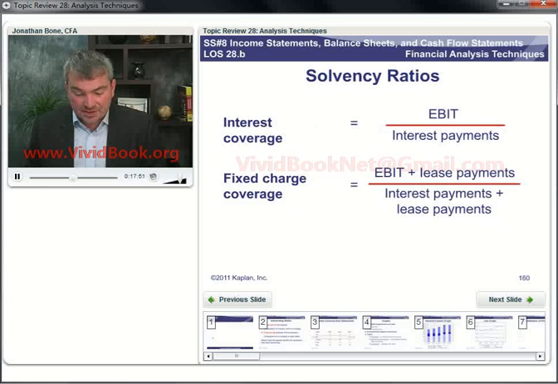Interest coverage ratio, a very common ratio to calculate. EBIT over interest payments, and it's simply a safety ratio. It's looking at how comfortably you're meeting your interest payments. Fixed charge coverage looks at all fixed payments that you legally have to make, so it looks at lease payments as well. So it takes EBIT, it adds back lease payments, essentially. That would be the interest on finance lease, or of course the rental payment on an operating lease, and then divides by interest payments plus any lease payments.